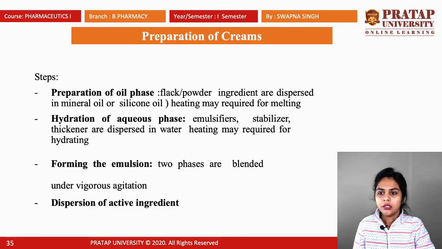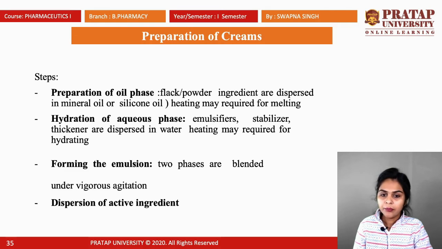Next is preparation of creams. For the preparation of cream, the first step is preparation of oil bases. We take powder or flake ingredients dispersed in mineral oil or silicone oil, and heating may be required for melting. Second is hydration of aqueous phase. In this step, emulsifiers, stabilizers and thickeners are dispersed in water, and heating may be required for hydration.